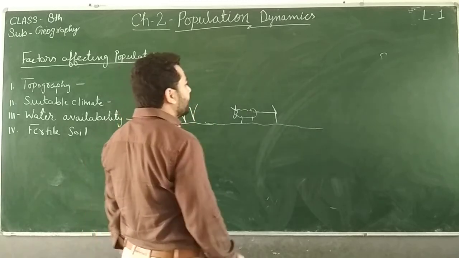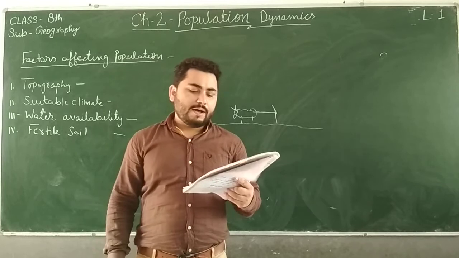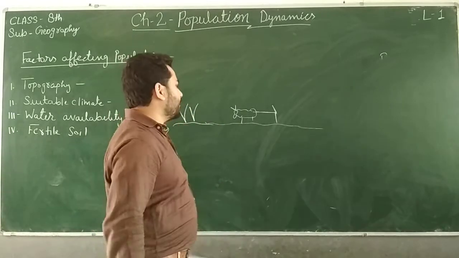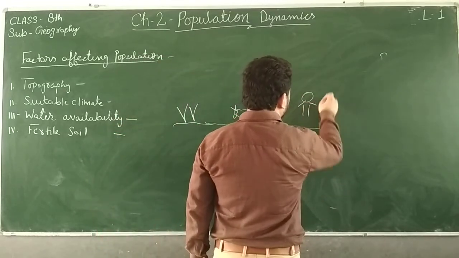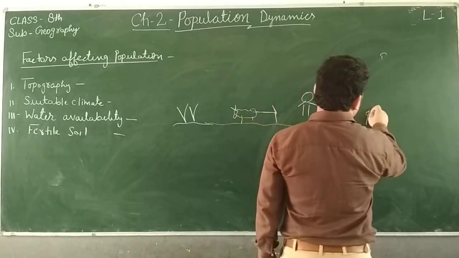Clear? So if the soil is fertile, then they will get a very high yield. Okay, crop will be grown very well. Clear? So that is why areas having fertile soil have more population due to agriculture. More people come and get settled near these lands. Okay, right, near these lands.